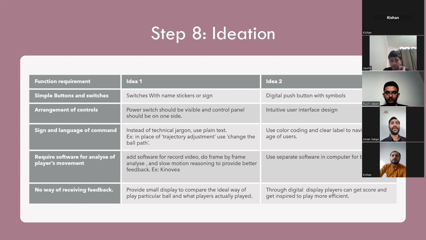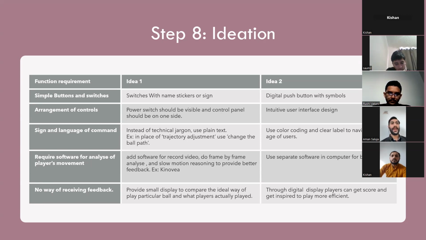Next one is the arrangement of controls. The switches and speed dial should be in an accessible position. They should not be inaccessible for users to easily use. There should also be signs and language so that they can easily change the ball path or some different options in the machine. It should not be too technical, so that if someone is new, they are still able to get that option. Next is software for analysis, so that it can analyze the player and help them grow better.